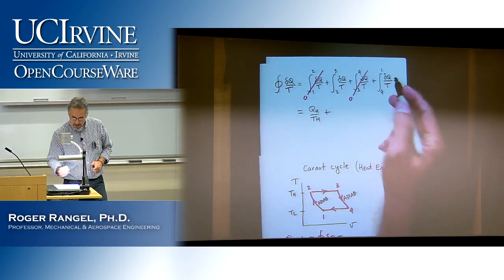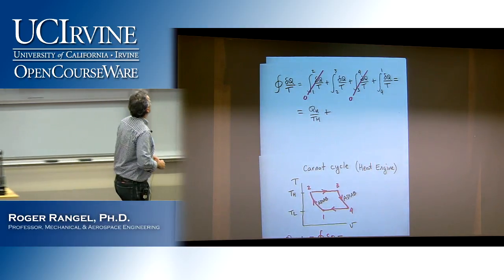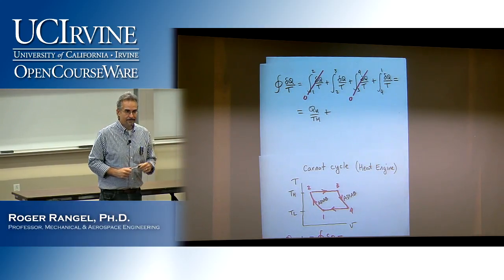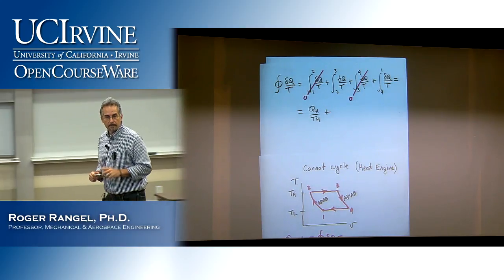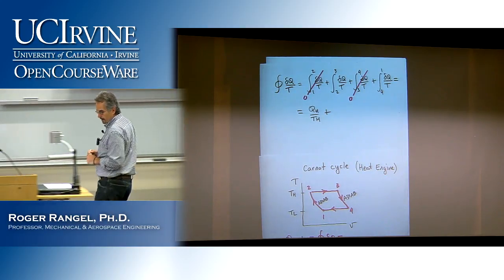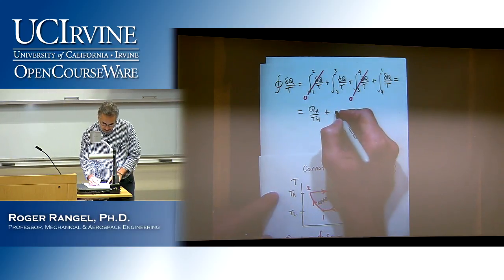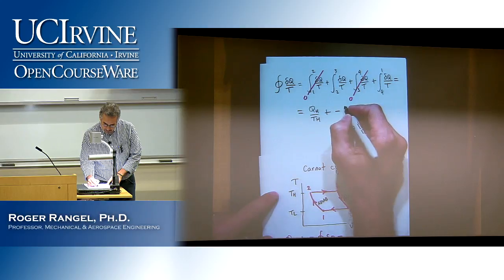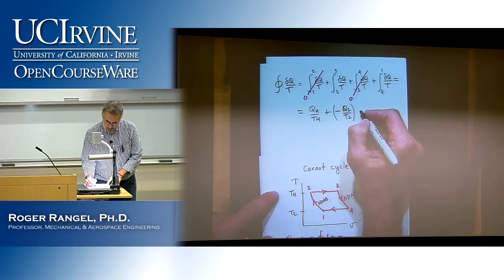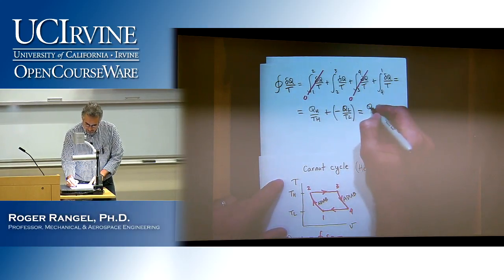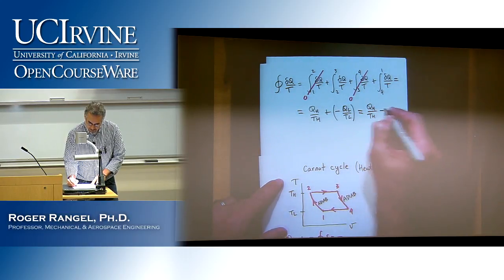And the other one that survived, the integral of delta Q over T from 4 to 1, is equal to what? Negative QL over TL, but negative, right? Because that's going to be heat coming out. So it'll be minus QL over TL. All right? So that's what I get. So let's use the minus sign to get rid of it. So QH over TH minus QL over TL.